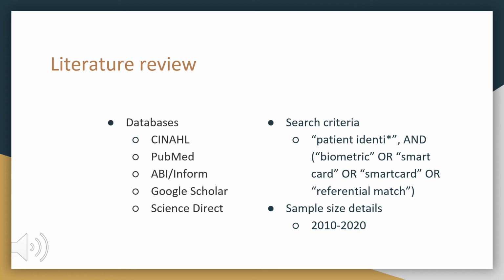These are the databases that we used to conduct our literature review. We used CINAHL, PubMed, ABI Inform, Google Scholar, and ScienceDirect. Dr. Hewitt worked with the librarian to identify our search criteria, as you'll see in the right-hand column. We used this to conduct our searches. We also made sure to specify the searches to the years 2010 to 2020.